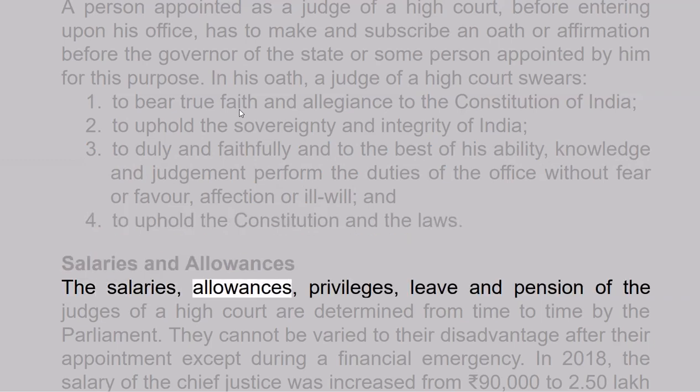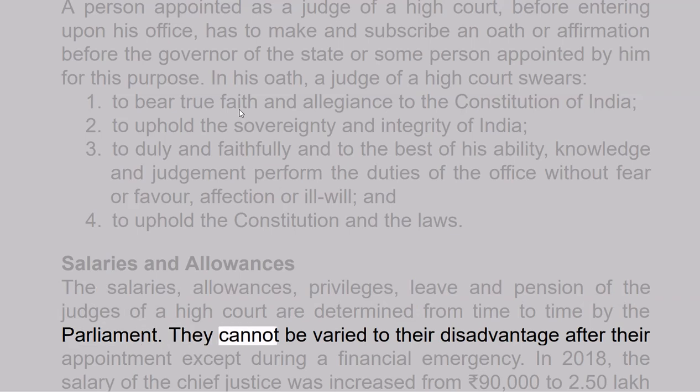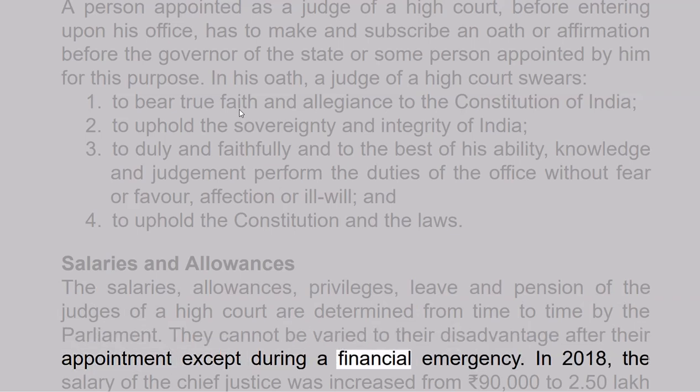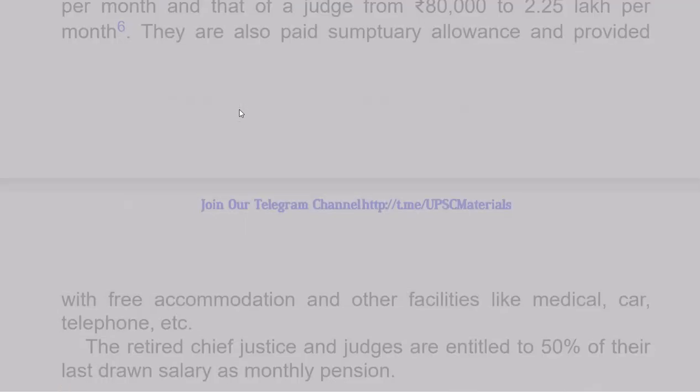Salaries and allowances. The salaries, allowances, privileges, leave and pension of the judges of a High Court are determined from time to time by the Parliament. They cannot be varied to their disadvantage after their appointment except during a financial emergency. In 2018, the salary of the Chief Justice was increased from 90,000 Indian rupees to 2.50 lakh per month, and that of a judge from 80,000 Indian rupees to 2.25 lakh per month.